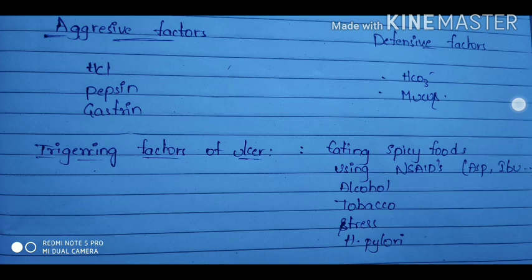We already discussed aggressive factors: HCl, pepsin, gastrin, and defensive factors: mucus and bicarbonate ions, and triggering factors of ulcers, which is nothing but causes. Already we have discussed eating spicy foods or using NSAIDs such as aspirin, ibuprofen, etc., and alcohol, tobacco, stress and H. pylori. These are the factors that are responsible for the occurrence of peptic ulcer disease.